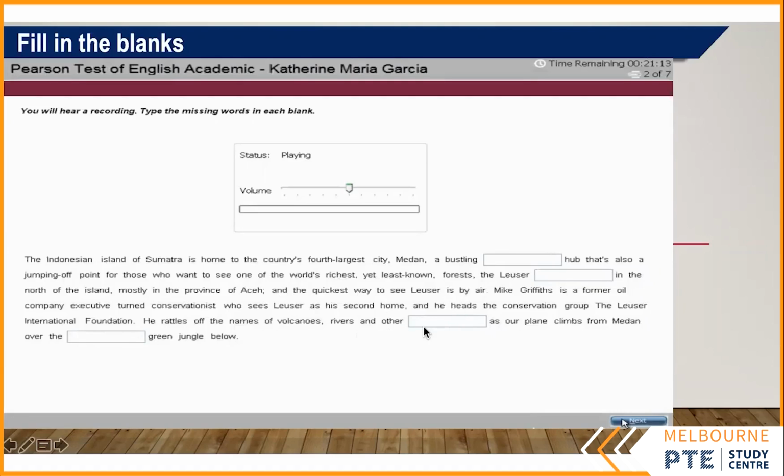So whenever two blanks are close to each other, don't start writing down immediately the first blank that you hear. You need to listen to both of them, because if you write this down, you're going to most likely miss this. Got it? So listen to this, keep that in your mind, and then listen to this, and then write down both of them. Understood?